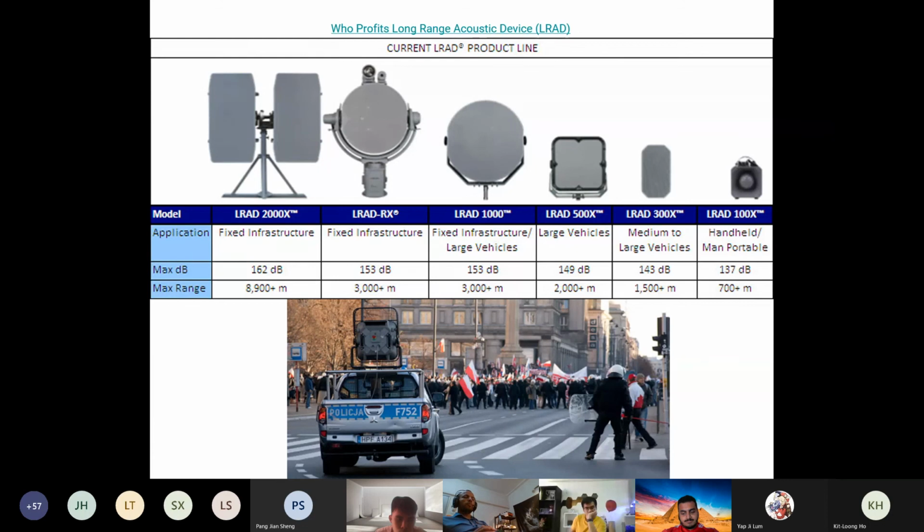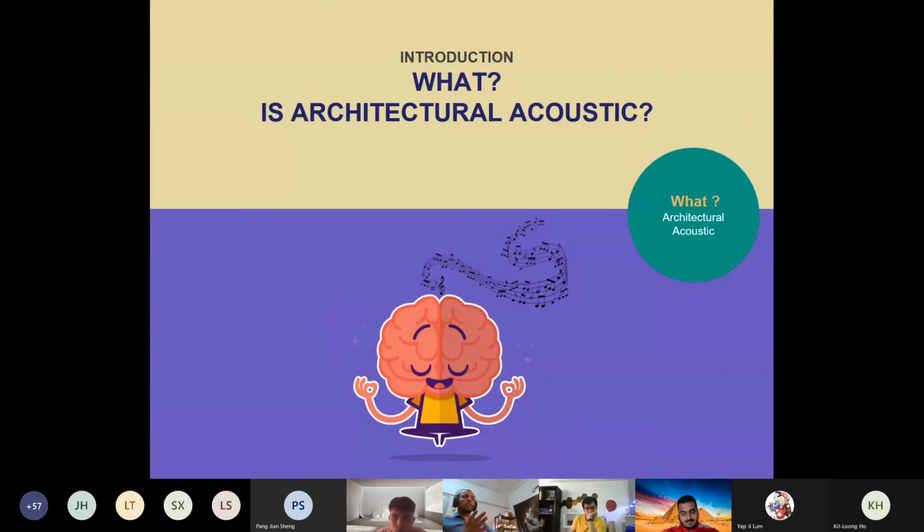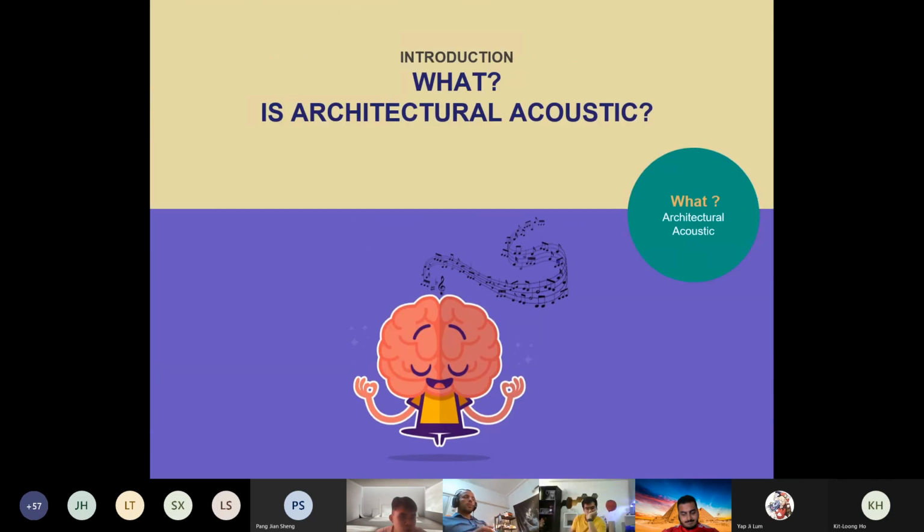But probably some of you are asking why we need to know all this. We are doing architecture, we are focusing on design studio to build and to draw, and because there is what we call acoustics. So what is acoustics in architecture? In the next video, you will understand what acoustics in architecture is.